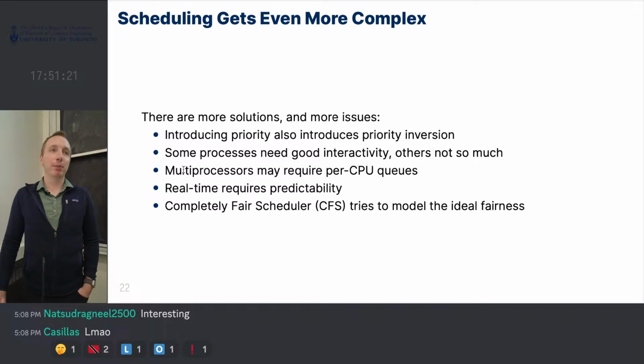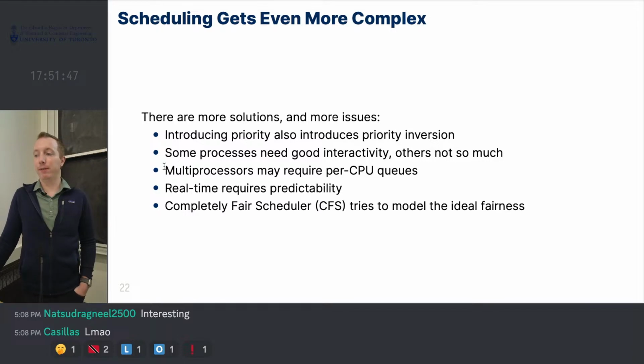If you have multiple cores, then they probably need something like per-CPU queues. Then also I might have real time, and if I have real time, I need things to be predictable, and then I can't make something very complicated that is very smart. If I try to throw AI at it, that just wouldn't work. Then we saw what is actually currently used in the Linux kernel today, and that's the completely fair scheduler that tries to model ideal fairness. So we get to end a bit early.